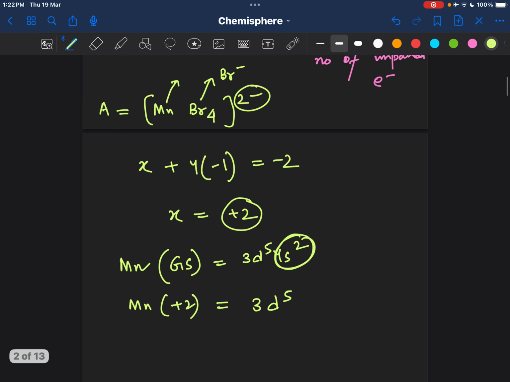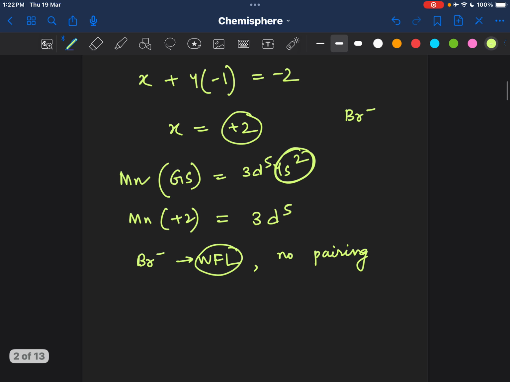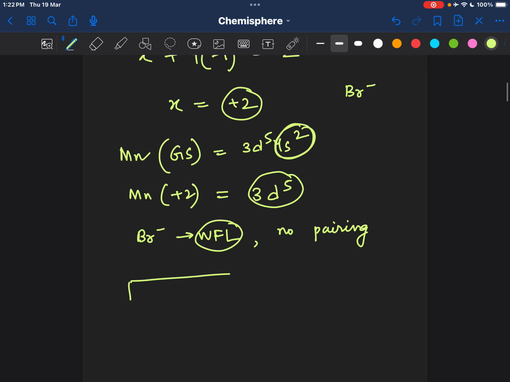Now, what is the ligand here? The ligand is Br minus. Okay, and Br minus is a weak field ligand. So therefore it cannot cause any pairing. So therefore no pairing happens, and hence these 5 electrons will be present as they are. There will be no pairing. So 1, 2, 3, 4, 5, there is no pairing here. So this is the 3d orbital.